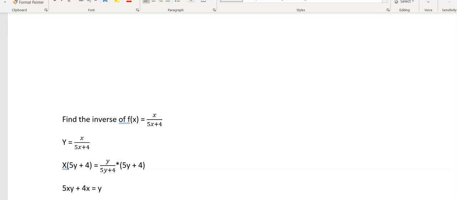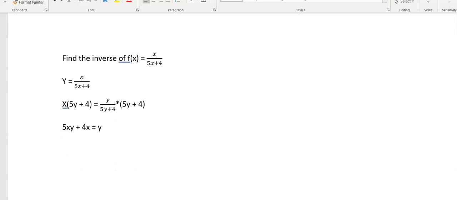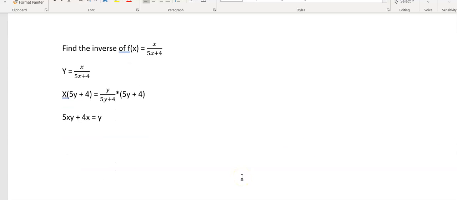All right, now let's remember we're solving for y. So in our next step, let's get y's together on one side and non-y's on the other side. So I'm going to leave the 5xy where it is. When I move the y that's on the right across the equal sign, it becomes a minus y. And then the 4x doesn't contain a y, so I'm going to move it over to the right side, and it will become a negative 4x.